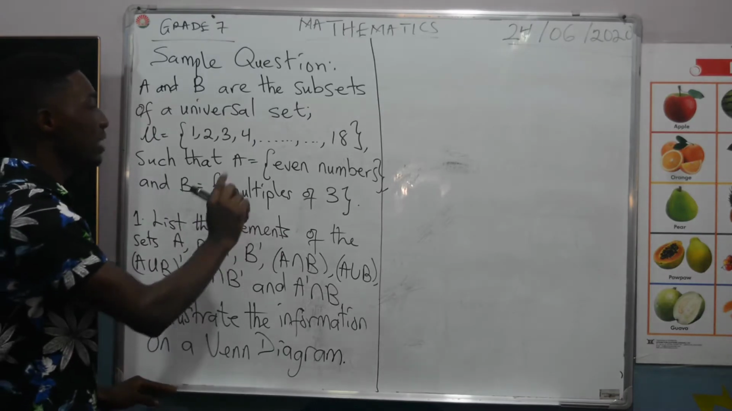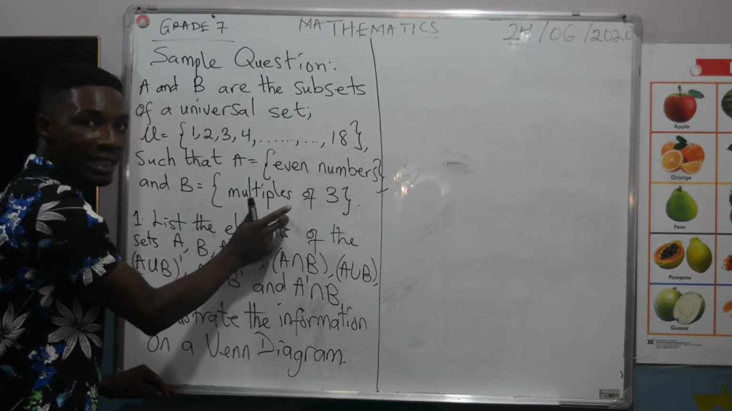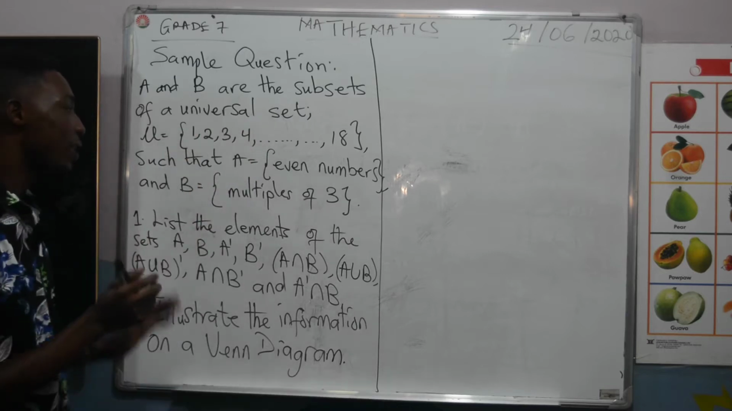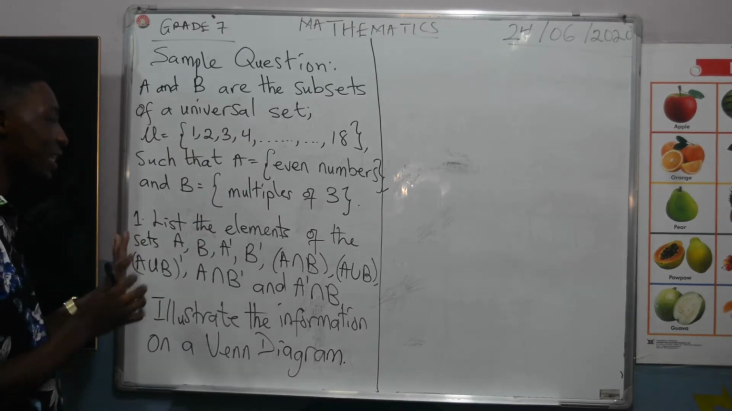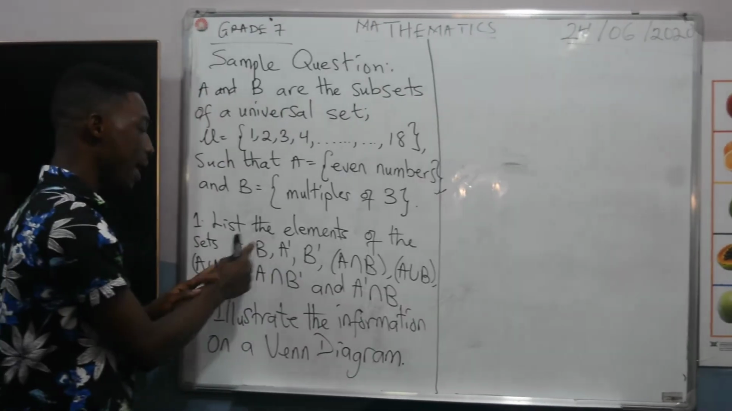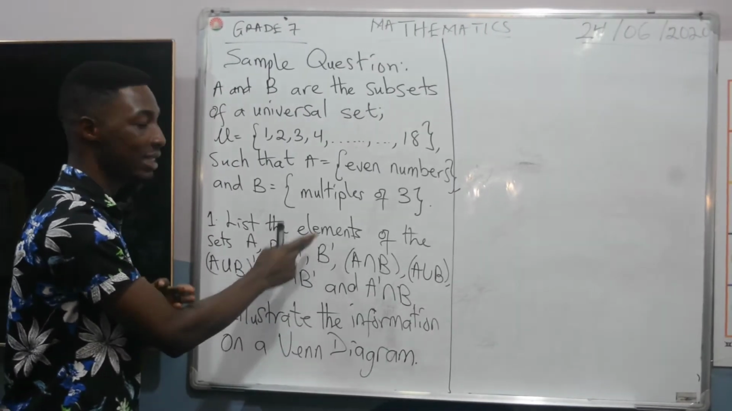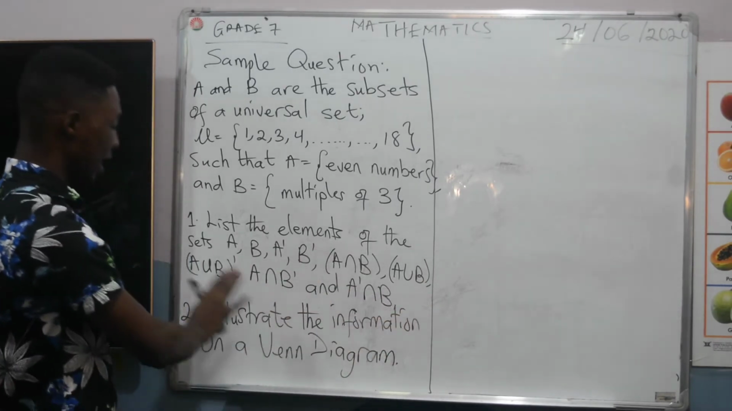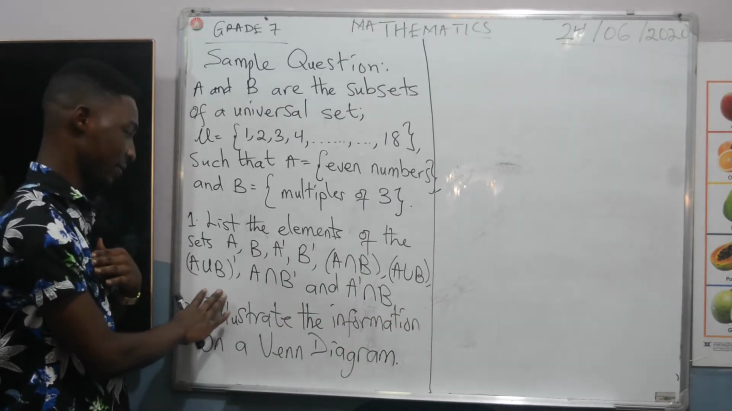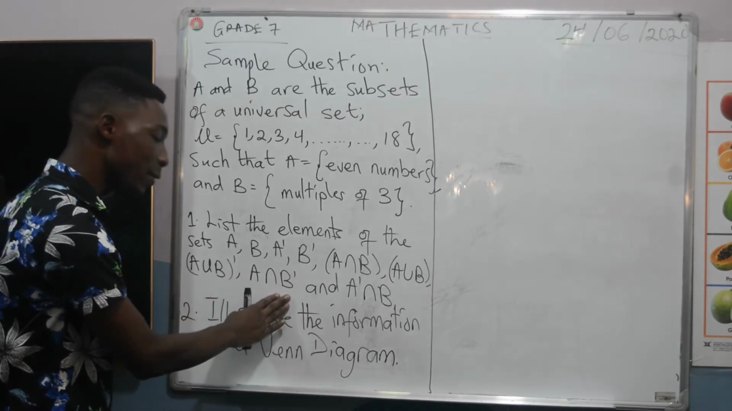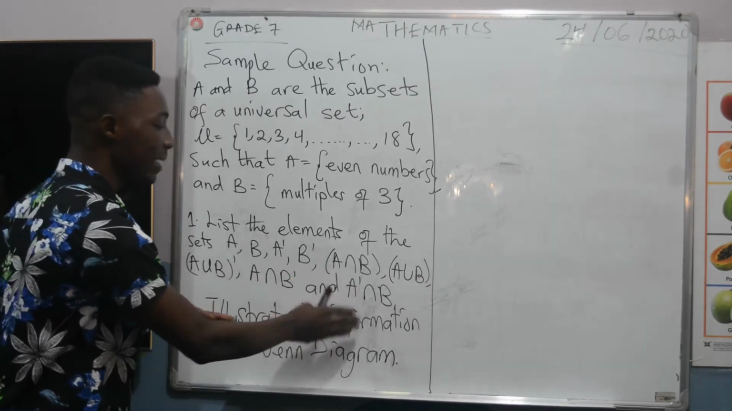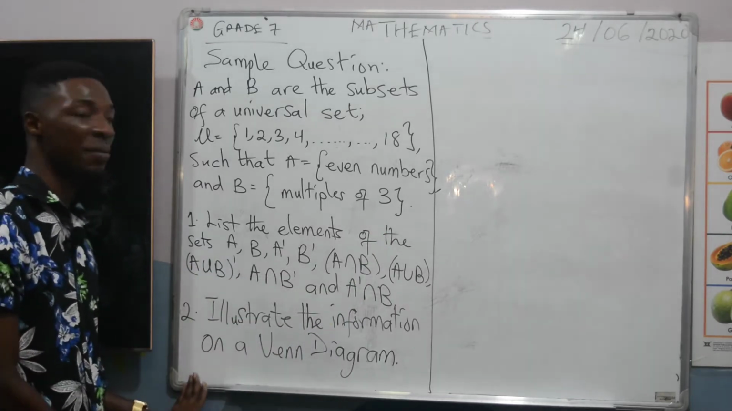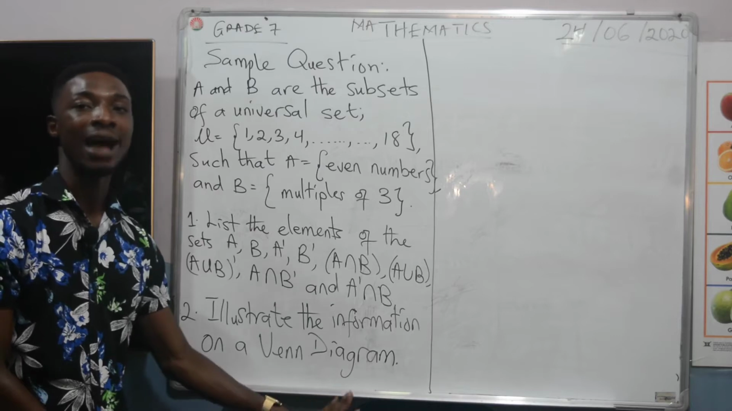Remember, B is also a subset of U, so every element here must also be found inside U. We have been asked to list the elements of the sets A, B, A complement, B complement, A intersection B, A union B, A union B complement, A intersection B complement, and A complement intersection B. Then we have also been asked to illustrate our information on a Venn diagram.